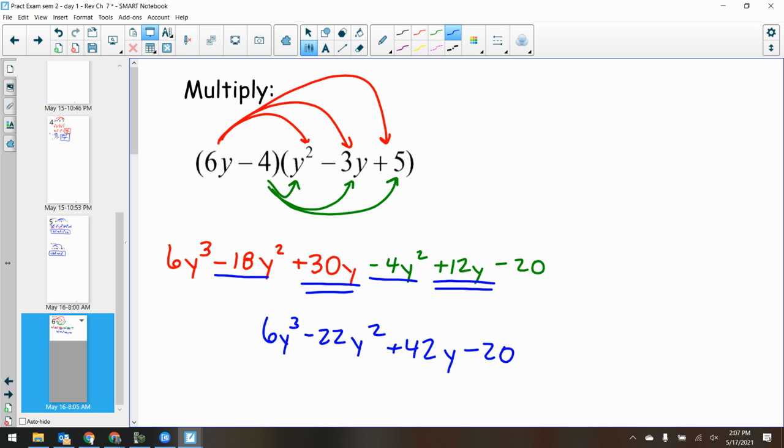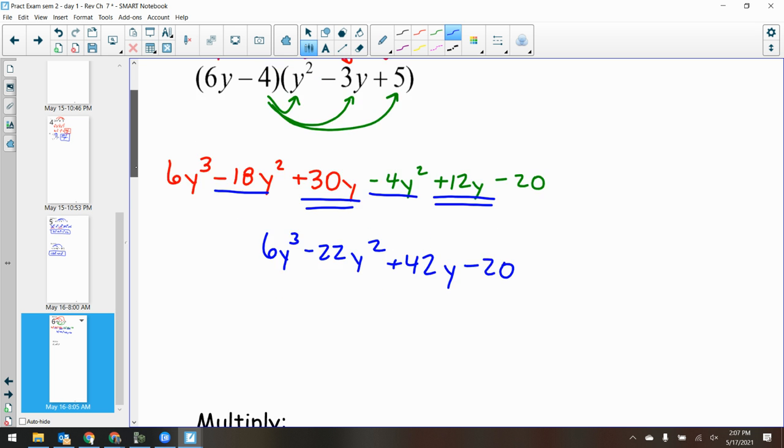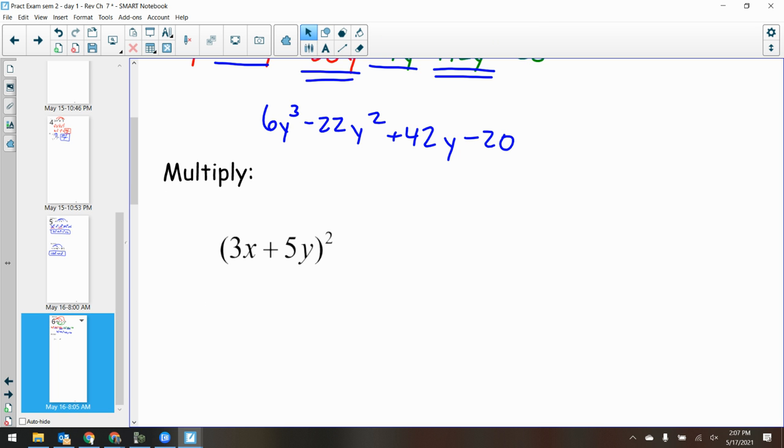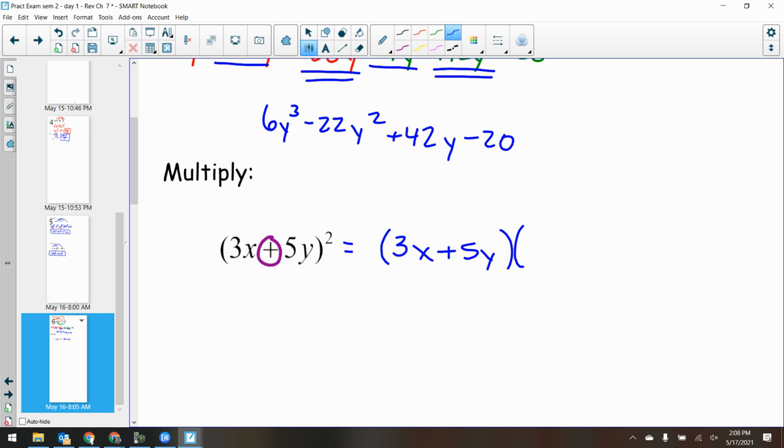One last problem here. Now I'm going to multiply this together. Let me ask you this. Can I distribute my power in? No. And the reason I cannot is because of this plus sign right there. That's why you cannot distribute it in. That's why you have to use the FOIL method. Technically it's 3x plus 5y times 3x plus 5y. And let's FOIL it out.